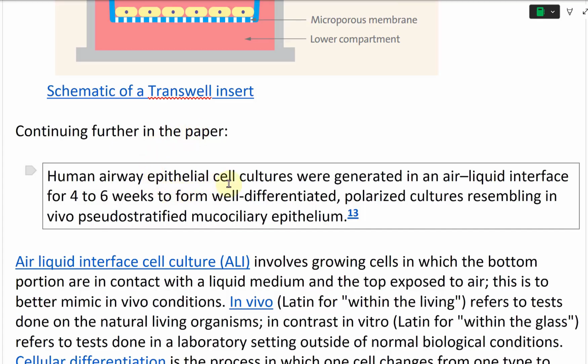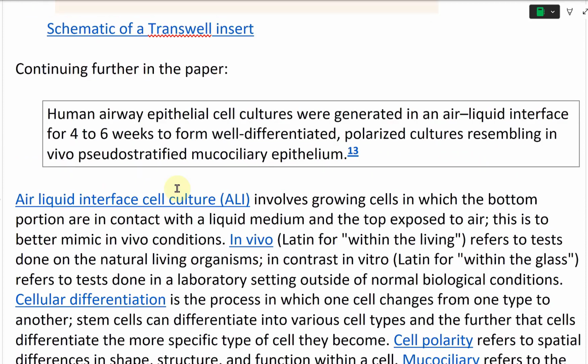So human airway epithelial cell cultures were generated in an air-liquid interface for 4 to 6 weeks to form well-differentiated, polarized cultures resembling in vivo pseudostratified mucociliary epithelium. All right, so let's make sense of all this.